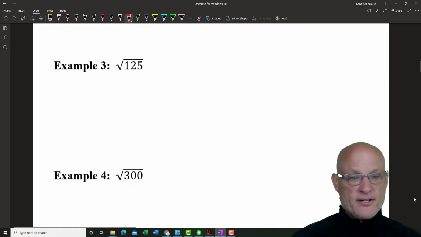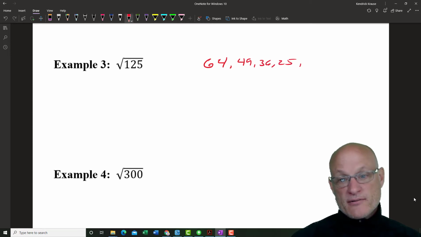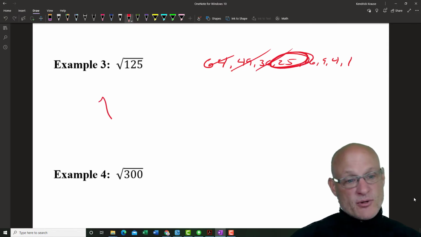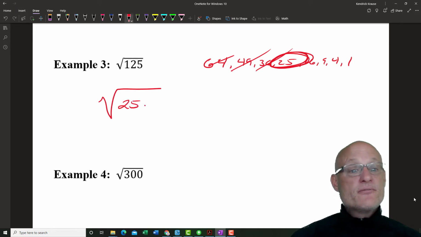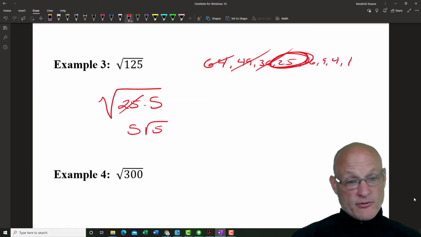Let's do 125. If I cut 125 in half, it's actually 62.5, around 64. So 64, 49, 36, 25, 16, 9, 4, and 1. So I know 64 doesn't go into it. 49 doesn't go into it. It's odd. 36 is not going to go into it. It's clearly 25. So I'm going to rewrite it as 25 times 5, right? Isn't 5 quarters $1.25? Square root of 25 is 5, so this becomes 5 square root of 5.